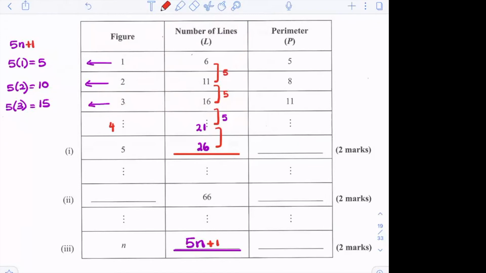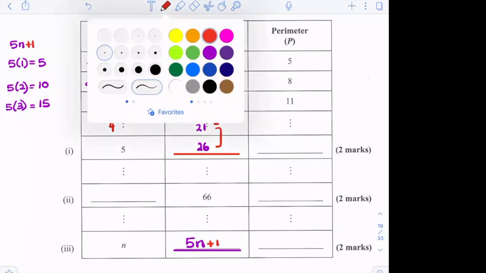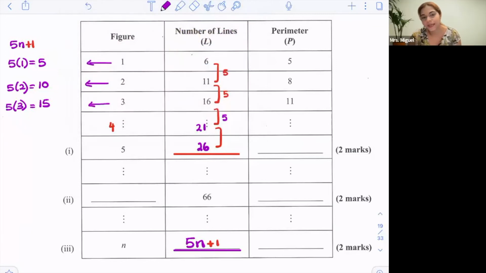Yes, miss. Right, we're going on to the perimeter because we can't leave that out. So far, we have scored 4 marks. Go on this side now. Find the common difference. Find this one.